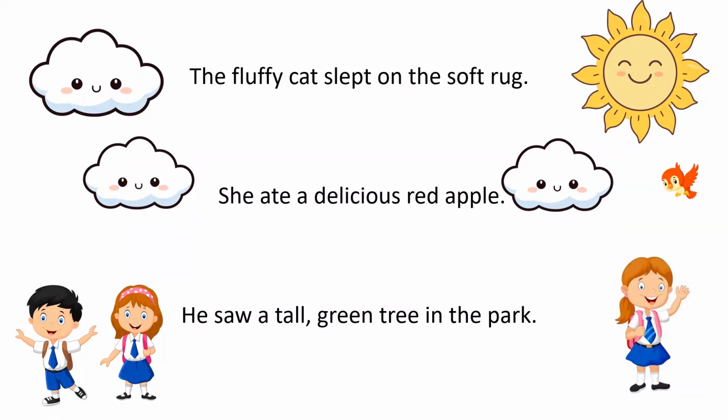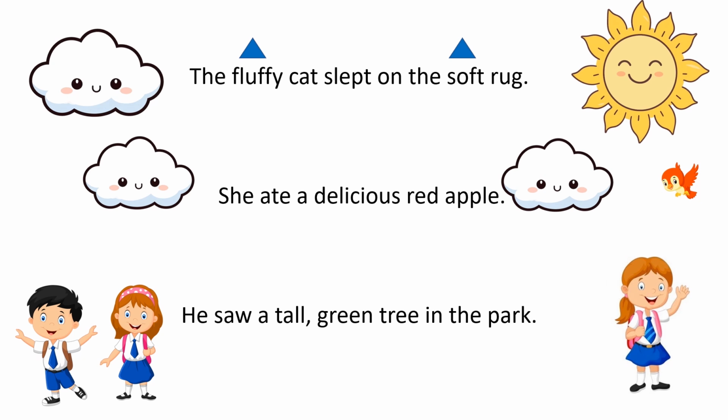Here are a few sentences that contain adjectives. So let's start with the first one. The fluffy cat slept on the rug. How many adjectives do we have here? We have 2. Can you guess the first one? It's fluffy. How about the second one? It's soft.